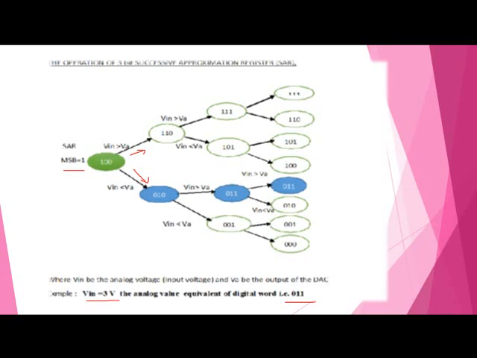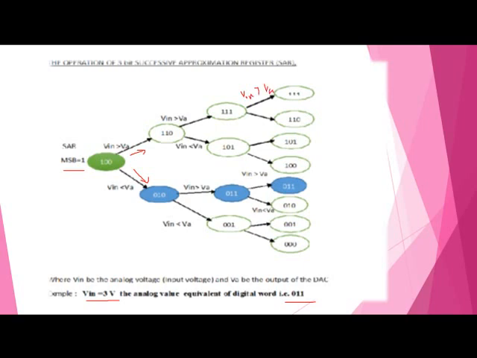After this, again it continues for the case 1 1 0. When Vin is greater than VA, the next bit is again set, and 1 1 1 will come. When Vin is less than VA, the second bit is cleared and the next bit is set, which is 1 0 1.